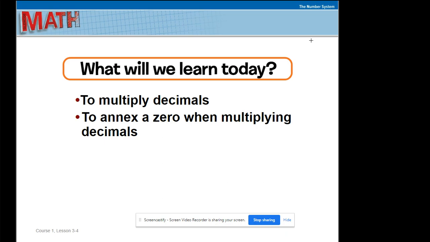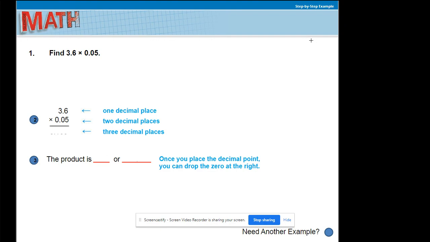Alright guys, so we are on lesson 4 of chapter 3, and we are going to be learning how to multiply decimals and annex zeros when you are multiplying decimals. So we first have to find 3.6 times 0.05. It's important to notice how many decimal places there are. There is 1 decimal place in 3.6, and there are 2 in 0.05.